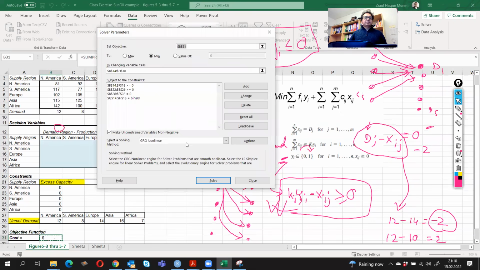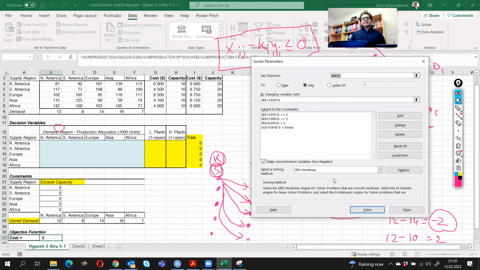And then okay. And this is simply how our formulation of the optimization problem looks. And then we are going to solve it. So here we have three optimization algorithms: simplex, GRG nonlinear, and evolutionary. It might solve with the simplex, so let's give it a try to see if we can solve it with the simplex. If not, I will try the nonlinear one.